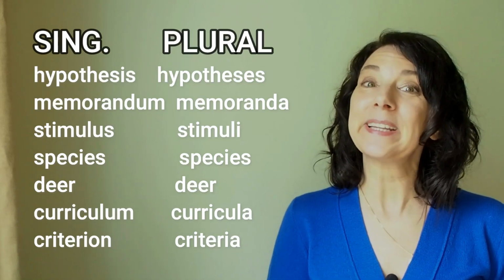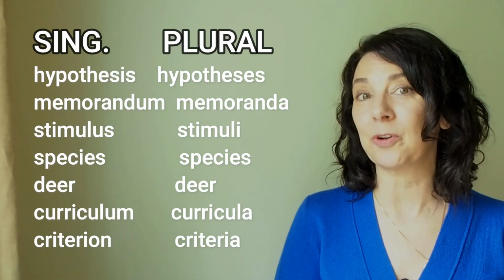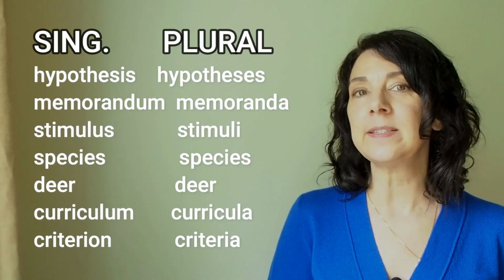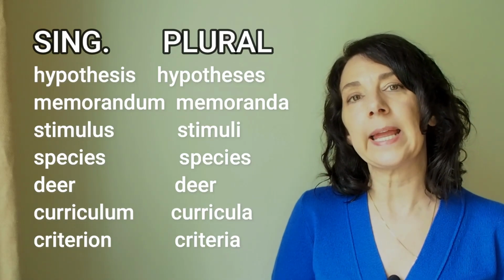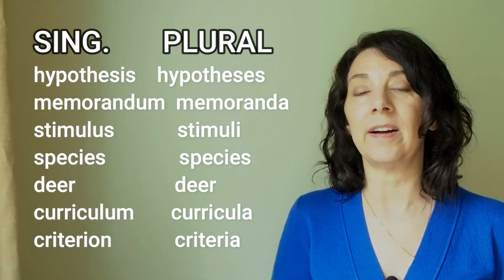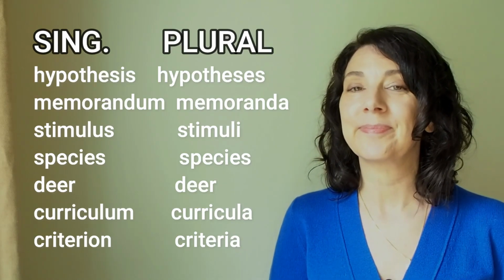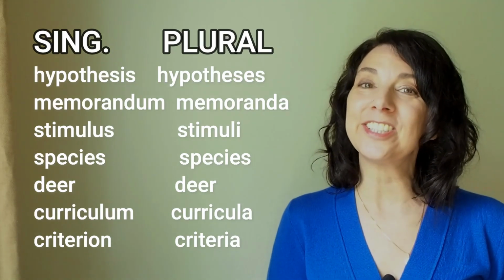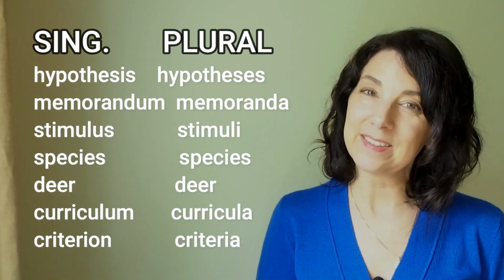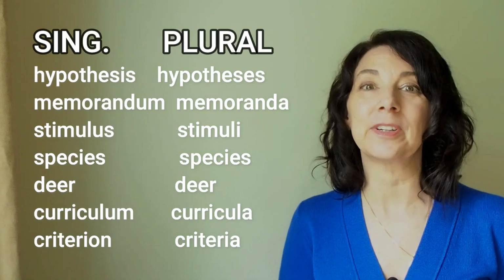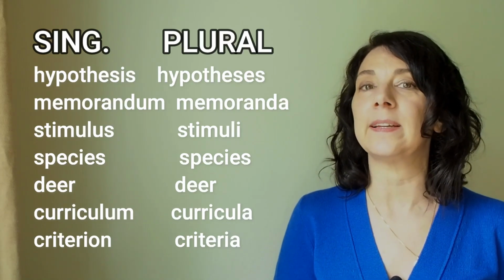Number 6, curriculum. Curriculum is the material that is taught in an academic course. So for example, when I teach my classes, I have to follow a curriculum. It's a kind of plan of the material that is taught in a class. And the plural form is curricula. And finally, criterion, the plural form is criteria. This one is usually used in the plural form, criteria. Criteria are factors that you might consider to help you make a decision.